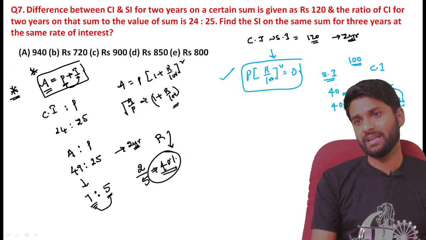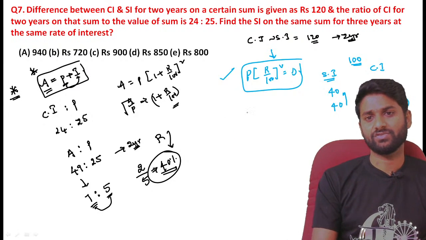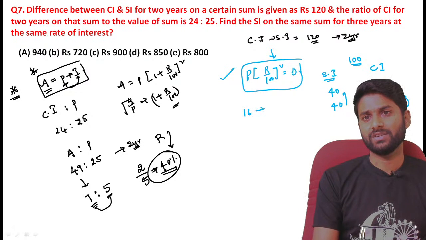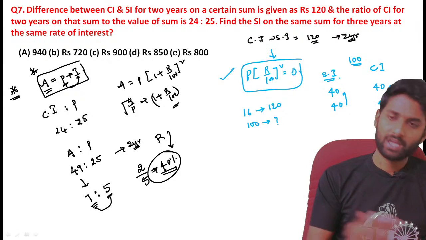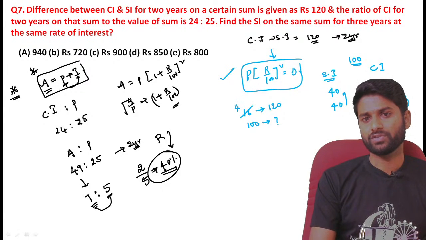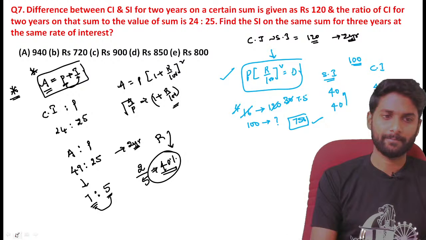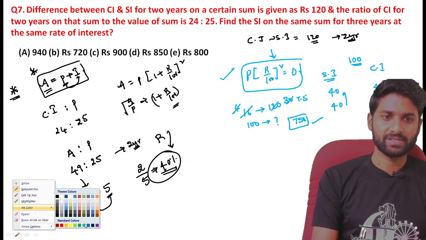Now, if you see the entire scenario, what is the extra value here? 16 units is the extra value. Now you just compare: 16 units is equal to 120, so 100 units become how much? Now you can get the principal. Otherwise, you can substitute it in the formula and get the answer. 4 4s are 16, 4 30s are 120, 4 1s are 4, 4 7.5s are 30. Now you can get that 750 rupees is the principal.